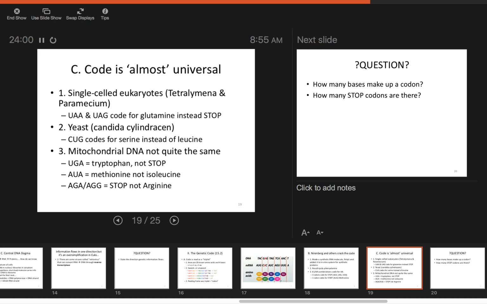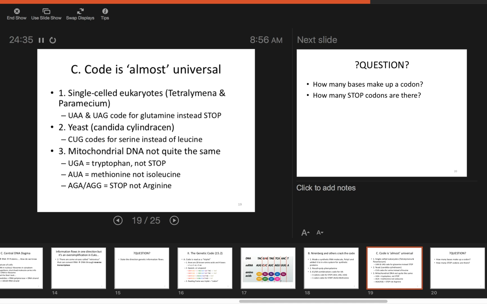This code is almost universal in all living organisms. These are the exceptions. In some single-celled eukaryotes, like parameciums, UAA and UAG code for glutamine instead of a stop codon. In yeast, CUG codes for serine instead of leucine. And then mitochondrial DNA is not quite the same, which is just more evidence for that endosymbiotic relationship where mitochondria at one time was probably a prokaryote. They got engulfed by a eukaryote, and now they live in mutual relationships.